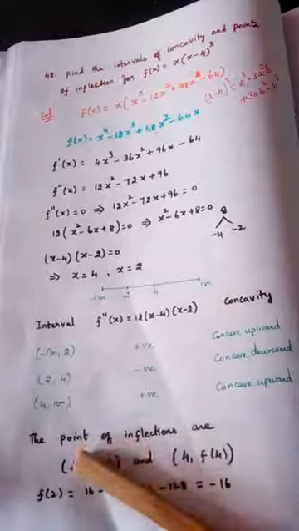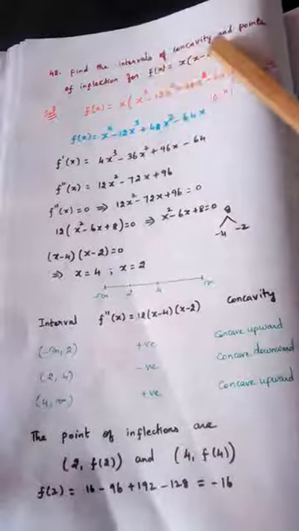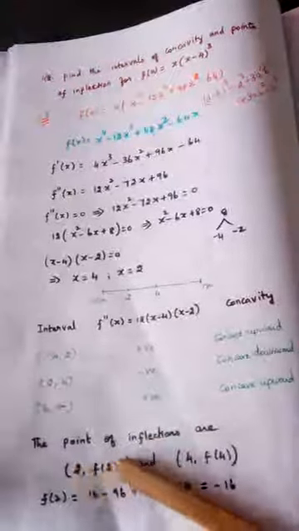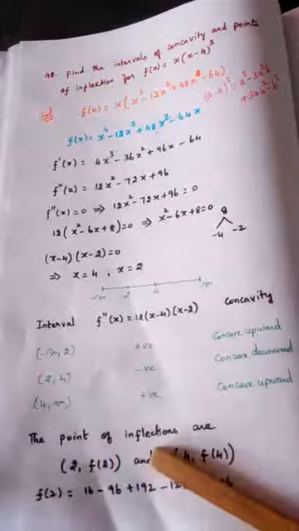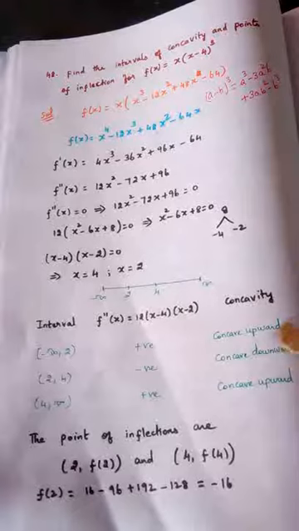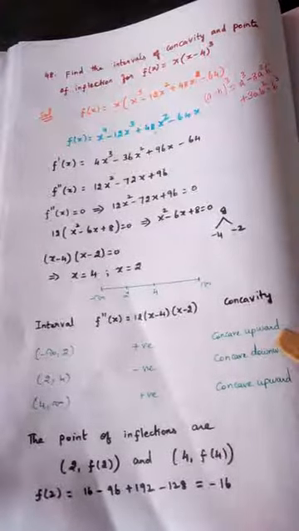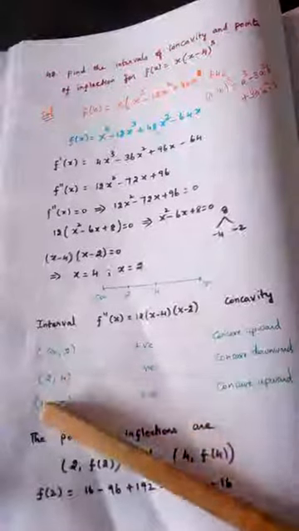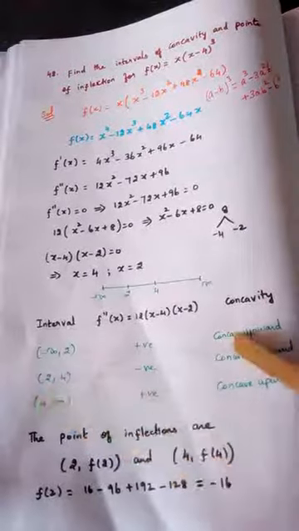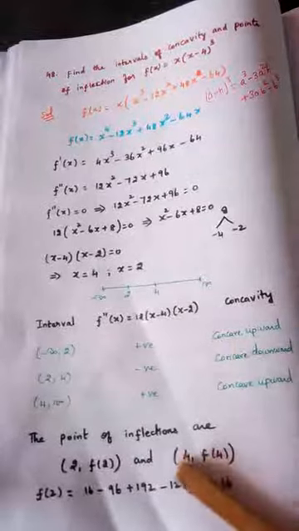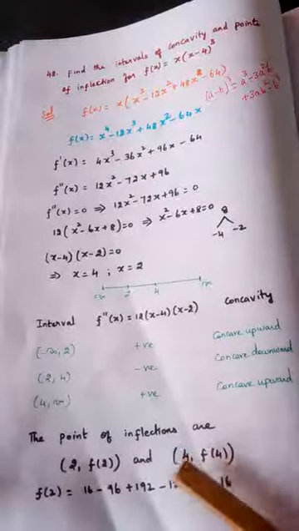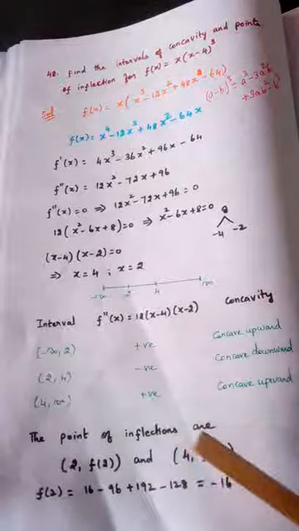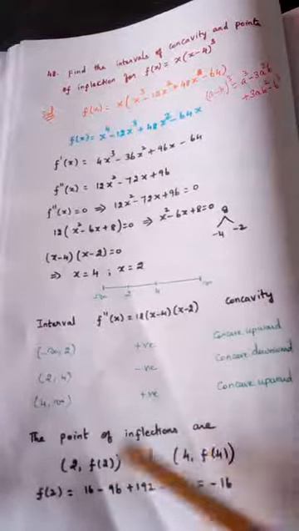So 2 should be substituted in the given function. So 2 comma f of 2. This is one point of inflection, and again the curve changes from concave downward to concave upward. At which point? 4. At the point 4, the concavity changes. So next another point of inflection is also here, 4 comma f of 4. So 2 comma f of 2, 4 comma f of 4 are the 2 points of inflection.